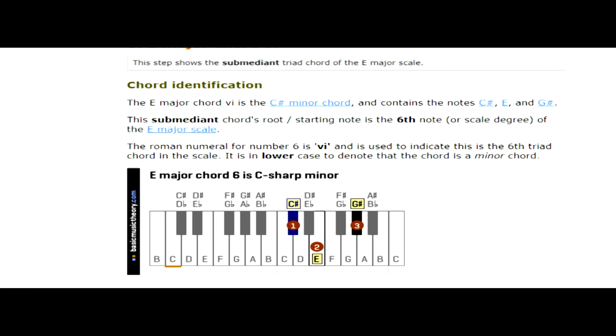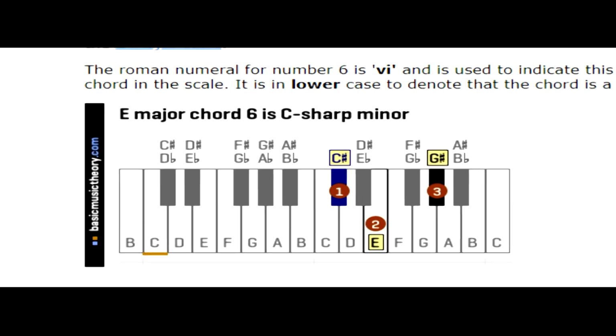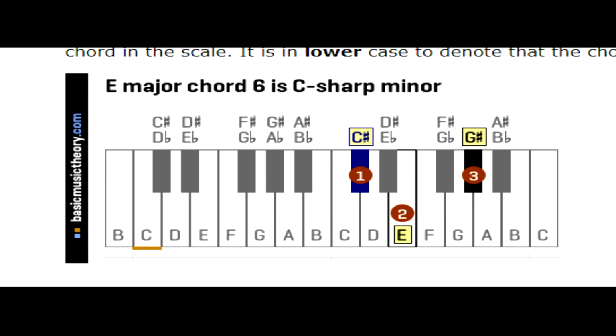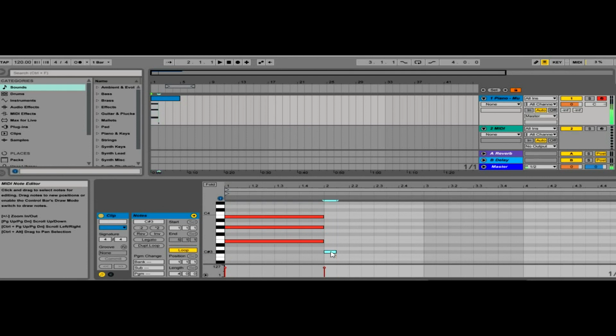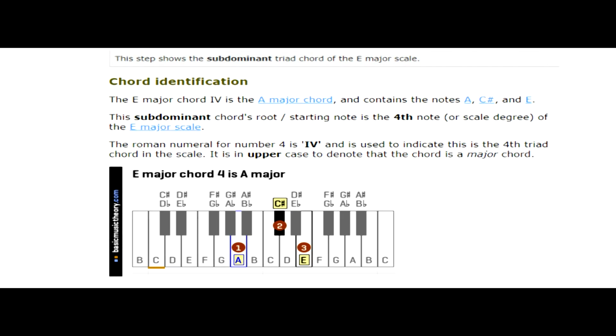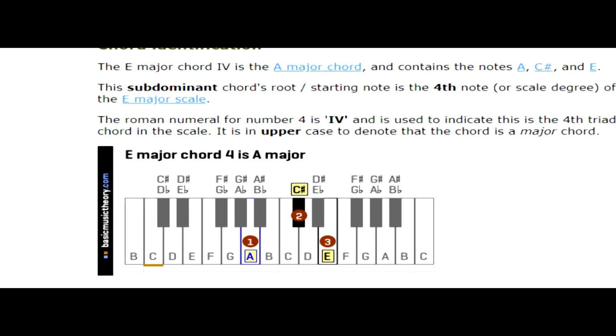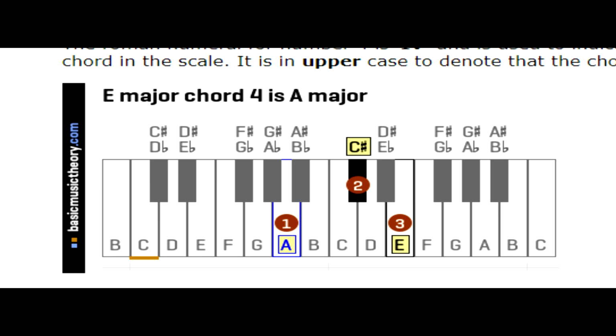The sixth chord in the E major scale is C sharp minor, which is formed with the notes C sharp, E and G sharp. Let's draw this as well. The next one in the progression, the fourth chord, is the A major, made with the notes A, C sharp and E. Let's put this in Ableton.